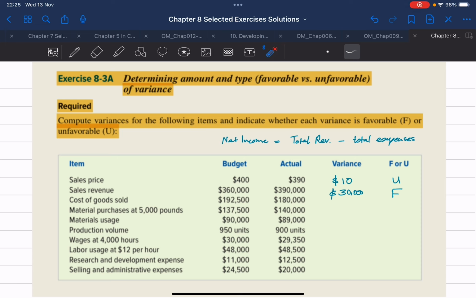Okay, so the actual is less than the budget, but this is a cost. So the lower the cost, the better. So that is a favorable variance. So we'll say F. What's the amount of the difference? As you can see, between 192,500 and 180, that's a difference of $12,500.